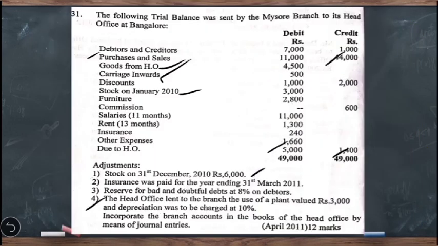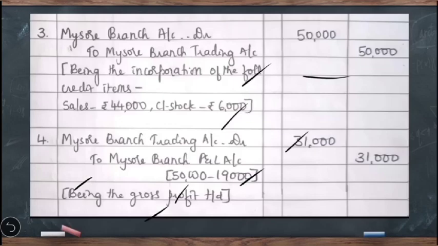Then the next incorporation entry will be for incorporating all the credit items of the branch profit and loss account. Let us see what the credit items are. Credit items are nothing but all the incomes and gains. In this case we find discount received, 200 rupees, and commission received, 600 rupees. I don't find any other item, only two items are given here. So what is the entry we have to write here? The entry will be Mysore branch account debit to profit and loss account.